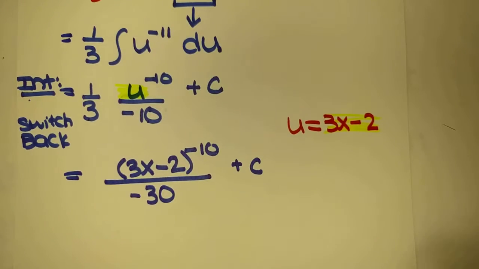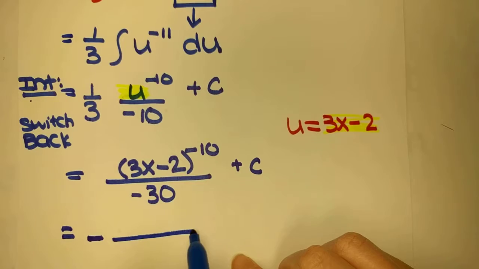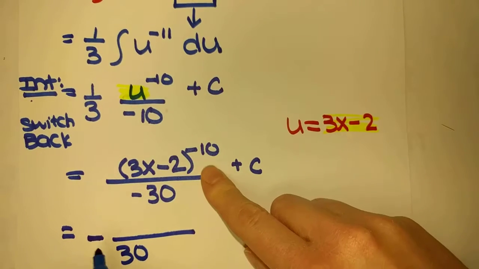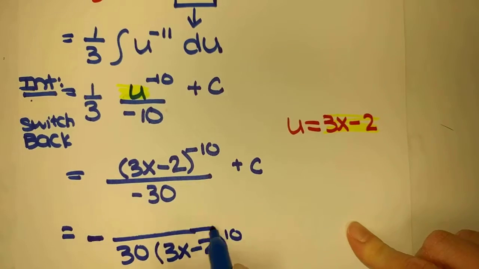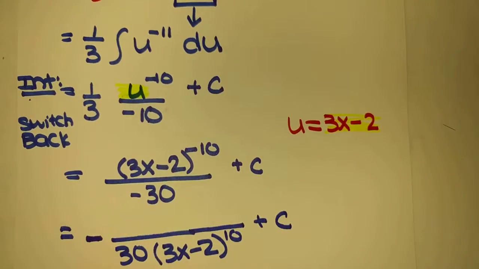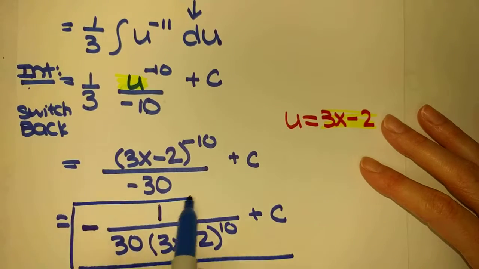Now, you can leave your answer like that, but in the back of the book, usually what they're going to do is they're going to put the negative in front of the fraction, and they'll move the negative exponent down to the denominator with its base. And when you do that, everything has been moved to the denominator, so we put a placeholder 1 for our numerator. And that is our final answer for the integral.